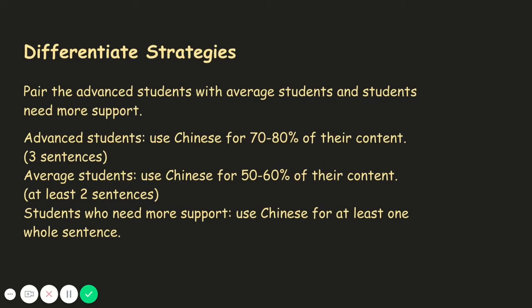My differentiation strategy is I'm going to pair the advanced students with average students and students who need more support. Every group is about 4 students, so each student will have to introduce 1 category. For the advanced students, they are going to use Chinese for about 70 to 80% of their content. It's about 3 sentences. For average students, they are going to use Chinese for 50 to 60% of their content, at least 2 sentences. And for students who need more support, they are going to use Chinese for at least 1 whole sentence.